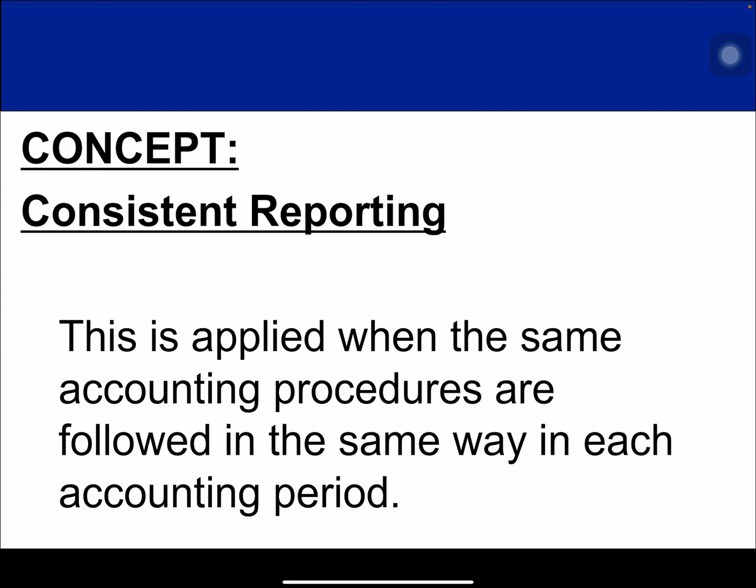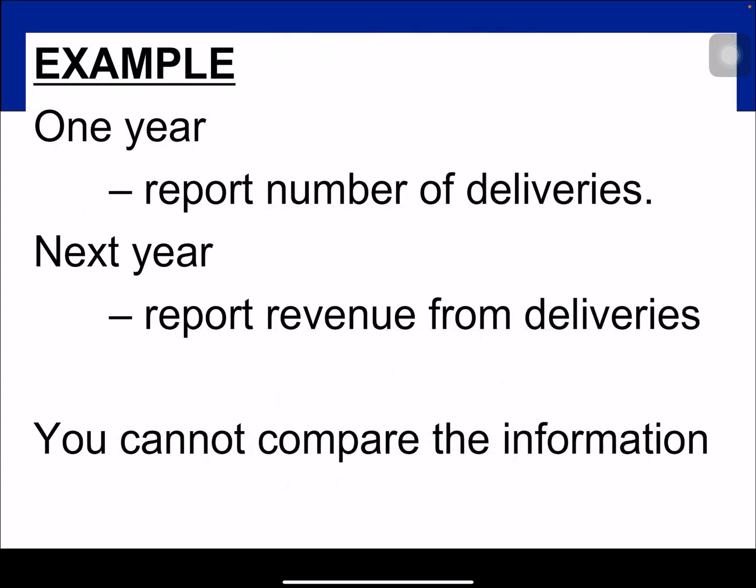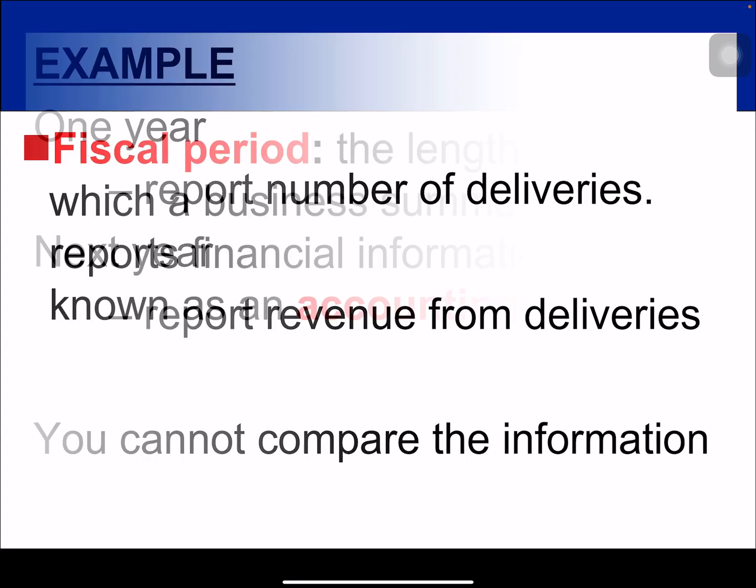The concept of consistent reporting is applied here. It's when the same accounting procedures are followed in the same way each accounting period. For example, if one year you report the number of deliveries and the next year you report the revenue from deliveries, you cannot compare the information. So you want to be consistent in how you report. Most businesses will report the revenue from deliveries or the revenue from their products.